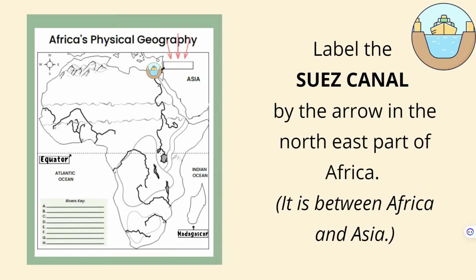Next, we're going to label the Suez Canal. The Suez Canal is a man-made waterway that separates Africa from the continent of Asia. It can be found in the northeast part of Africa. You can see the box here indicated by the red arrows. Please write Suez Canal in the box.